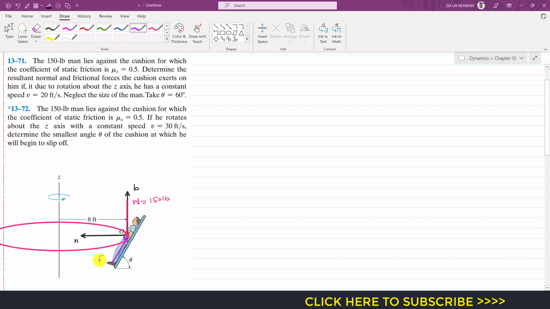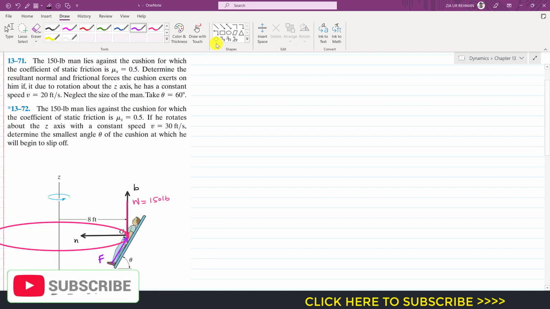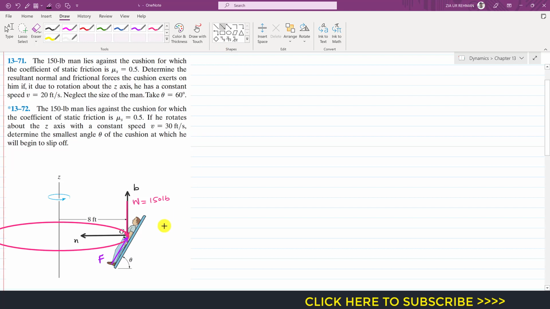Let's say that friction force is F, and this friction force will be parallel to this cushion surface, so it will be making that same angle theta. Similarly the normal force will be applied by the cushion on the man, and that normal force will be perpendicular to this cushion. Now let me remove this circular path. So this is that force, this is that normal. We are required to find this friction force and this normal force when this man is revolving about the z-axis with a velocity of 20 feet per second.